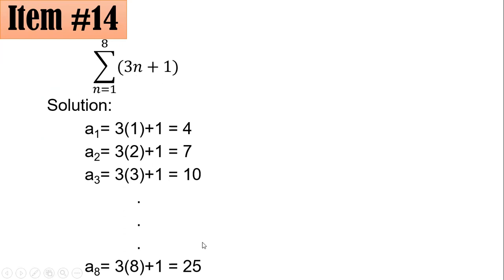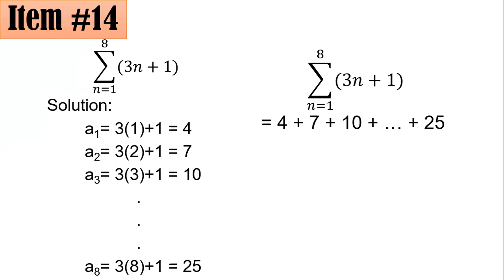Now, if you could see here, you will have 4, 7, 10, and so on until 25. And you could see that this is forming the terms of an arithmetic sequence. And therefore, if you take the summation of this, it is just actually the sum of 4, 7, 10 until 25. And we have another formula for the sum of the terms of an arithmetic series, of the finite terms of an arithmetic series.